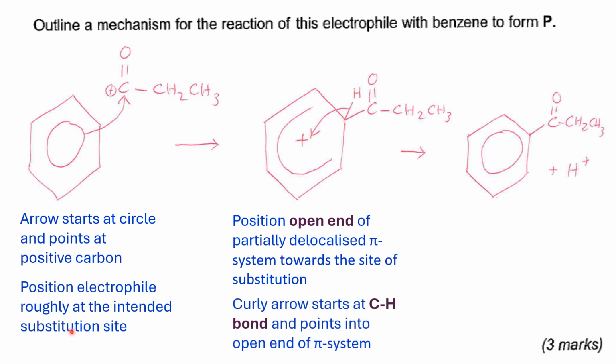The curly arrow starts at the carbon-hydrogen bond. It's important that it starts on the bond and not at the hydrogen atom. So wherever the highlighter is, it starts on the bond and it points towards the open end of the partially delocalized pi system.